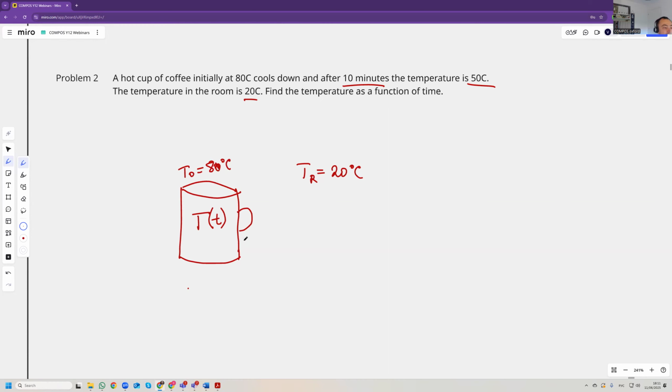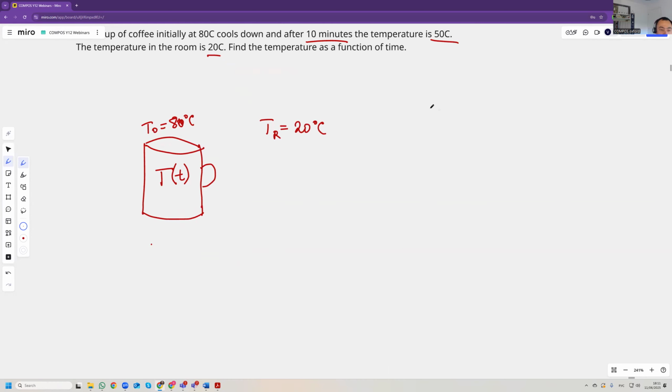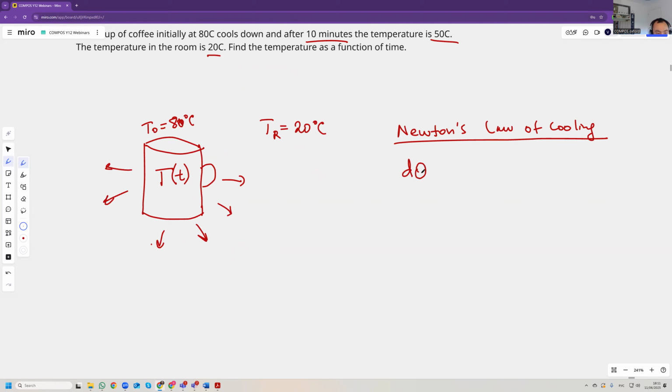80 degrees. Right. So we need Newton's law of cooling, which says that the rate of energy transfer, the rate of heat transfer from the cup, dQ/dt, is proportional to the change in temperature, to delta T.